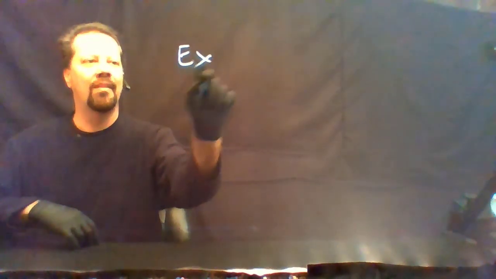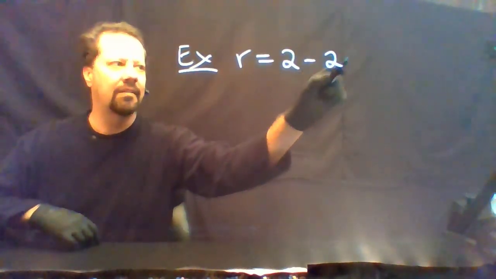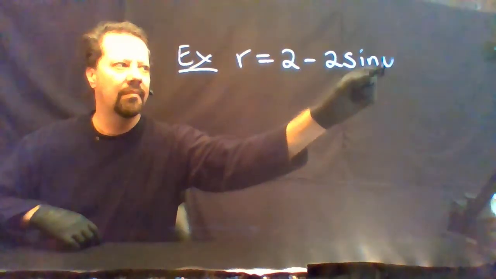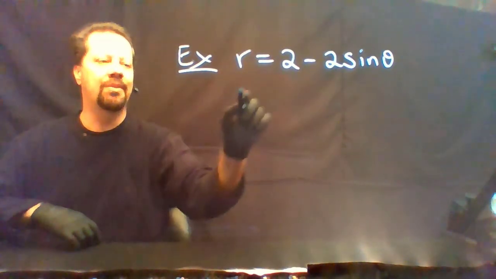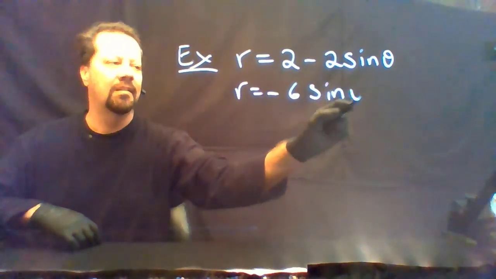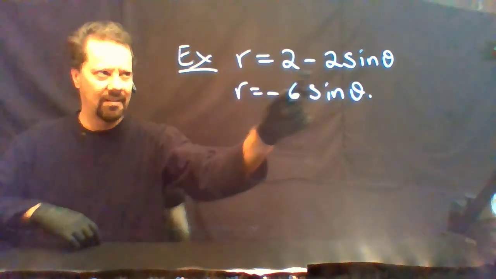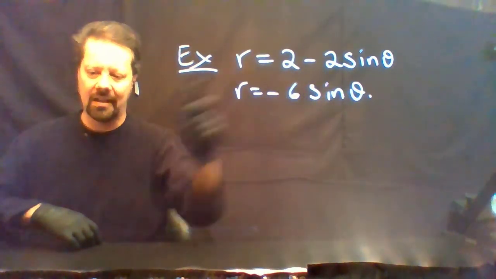For a slightly more complicated example, suppose I want the area of the region between r equals 2 minus 2 sine theta and r equals minus 6 sine theta. The first curve is a cardioid.